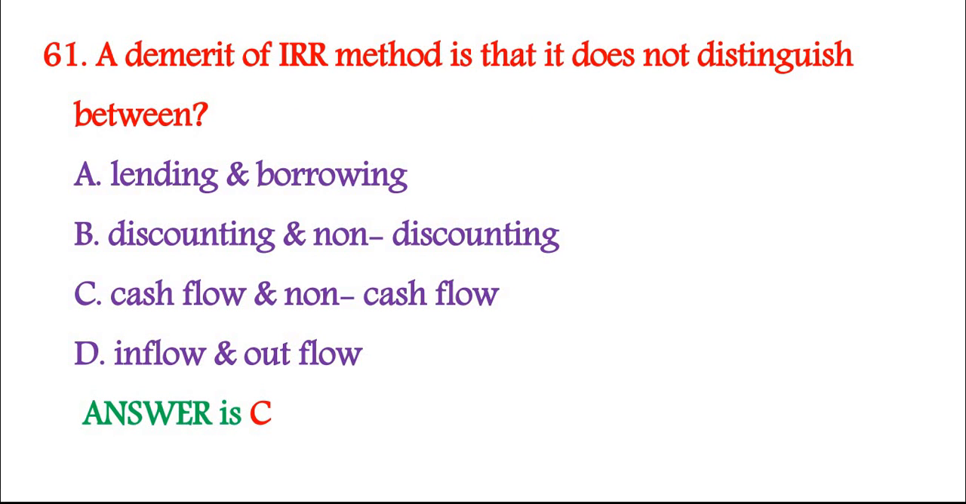61. A demerit of our method is that it does not distinguish between A. Lending and borrowing, B. Discounting and non-discounting, C. Cash flow and non-cash flow, D. Inflow and outflow. Answer is C.